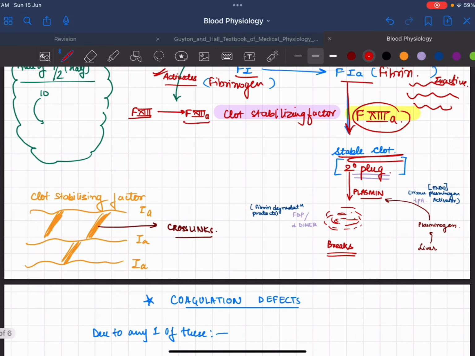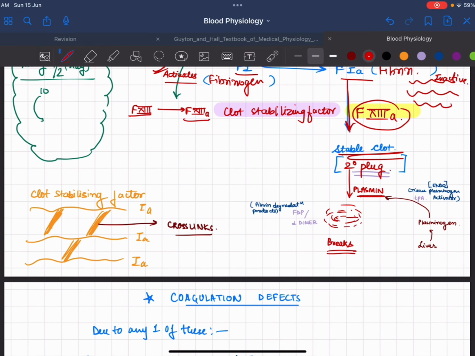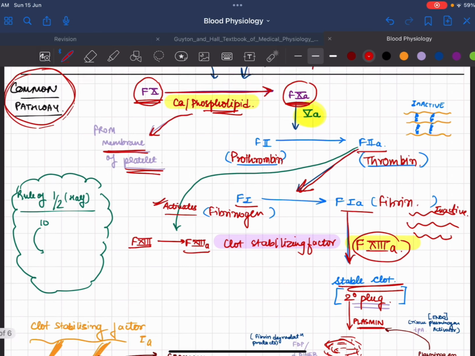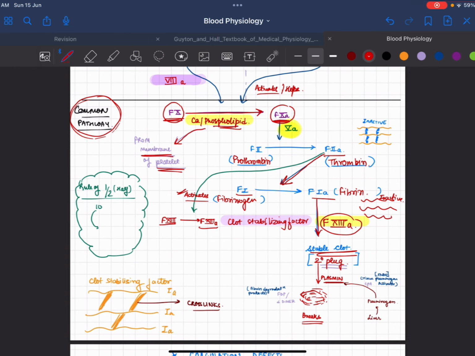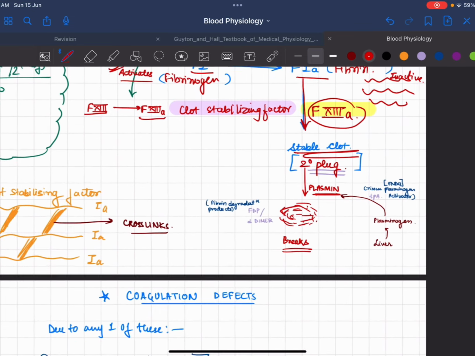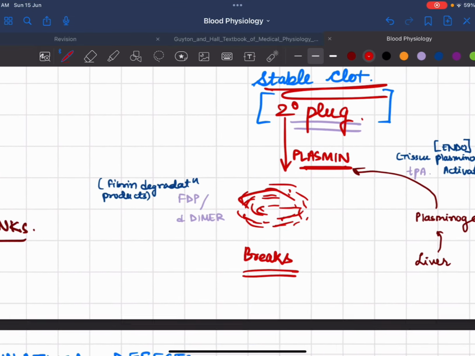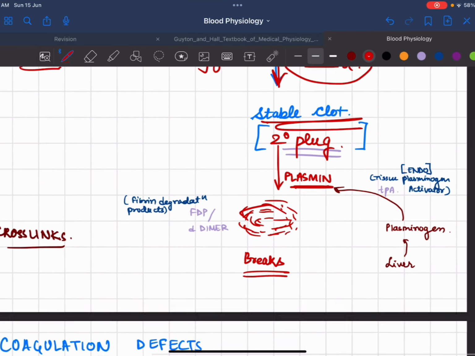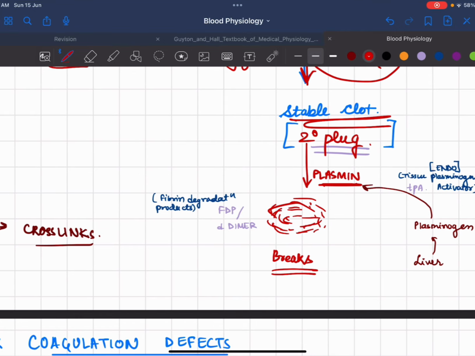Now the secondary plug, in the presence of plasmin, it breaks. So this whole process above was the formation. Now we are seeing how it is broken. So a secondary clot or stable clot is broken in the presence of plasmin. Plasmin is needed. What actually is plasmin?